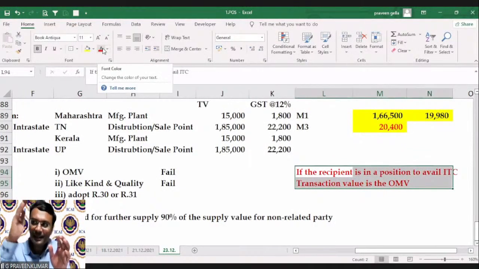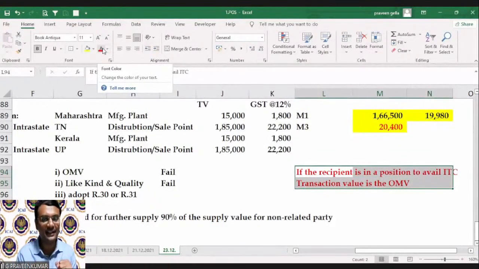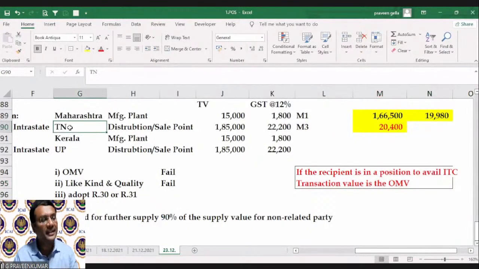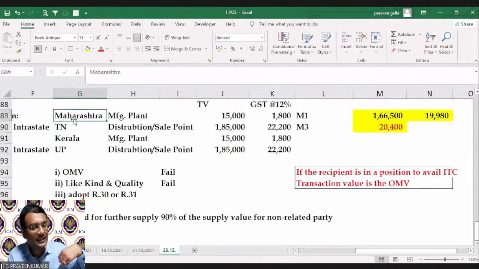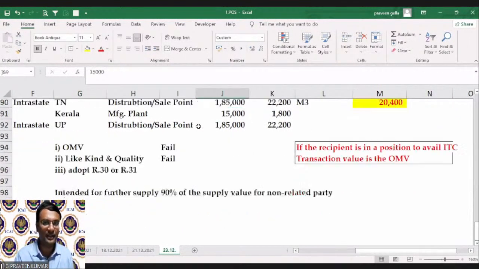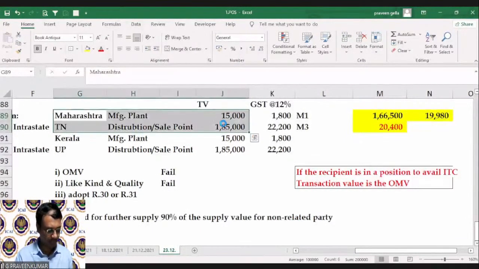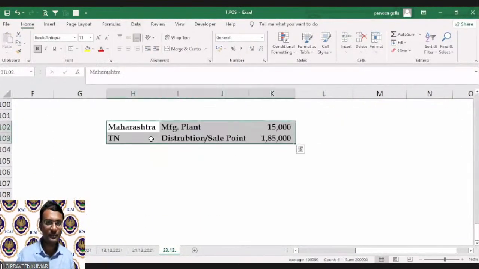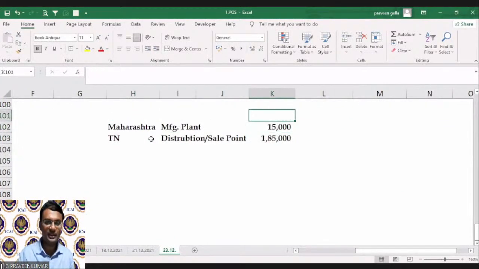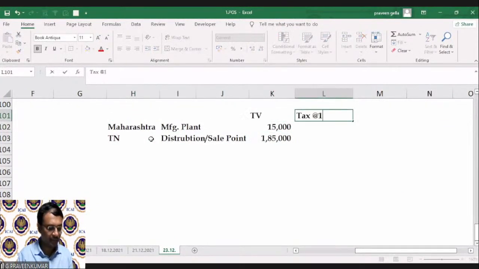If the recipient, a distinct person in another state, is in a position to avail input tax credit. So why a position to avail input tax credit? We will test your Section 17. We will test your Section 16. So these goods which are manufactured by Maharashtra, if sold by Tamil Nadu and the Tamil Nadu branch is in a position to avail input tax credit from the sales of Maharashtra, then this 15,000 will not be questioned. I'll put this example this way. Transaction value, tax at the rate of 12%.